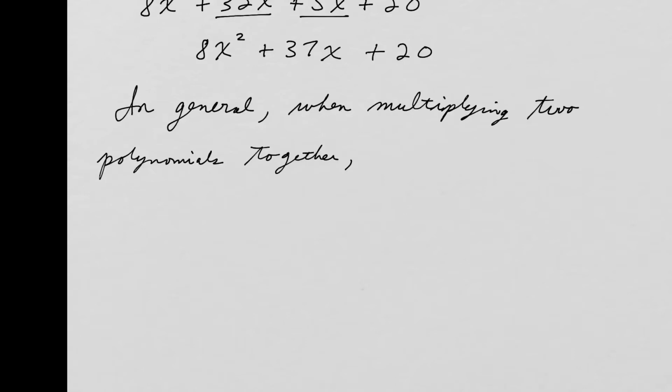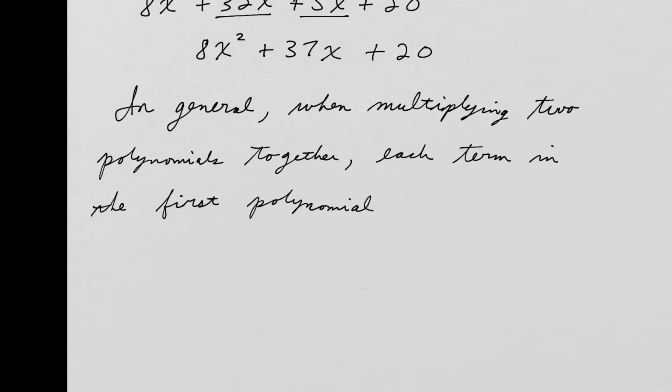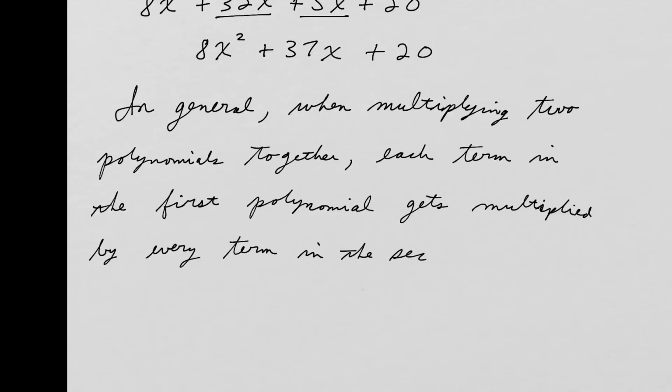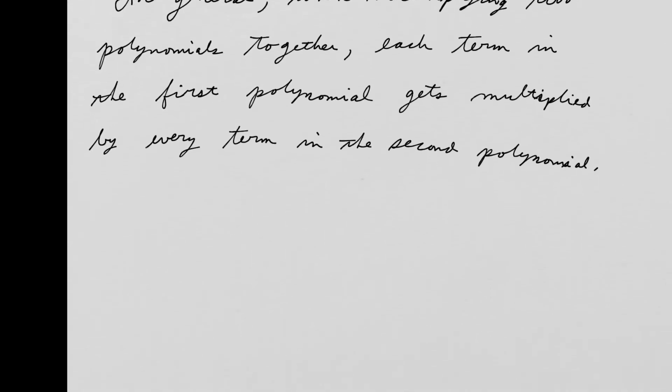Each term in the first polynomial gets multiplied by every term in the second polynomial. Okay, so if you know that, you don't even have to remember the FOIL method or anything.